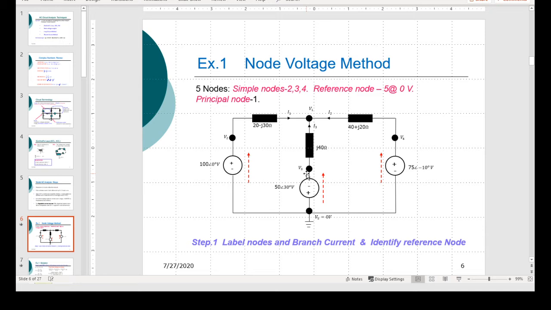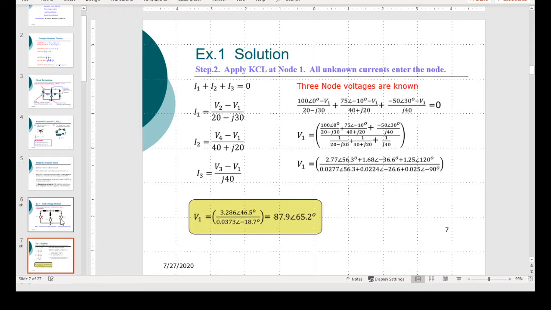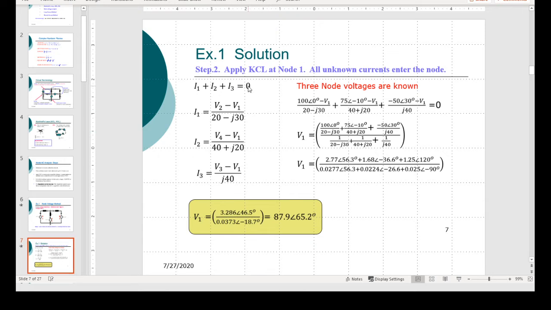And let's start by writing the KCL equation at node 1. The first equation that we write here is the summation of the three currents. They are all flowing into the node, so I1 plus I2 plus I3 gives me 0. And that's the only equation that I need for this.